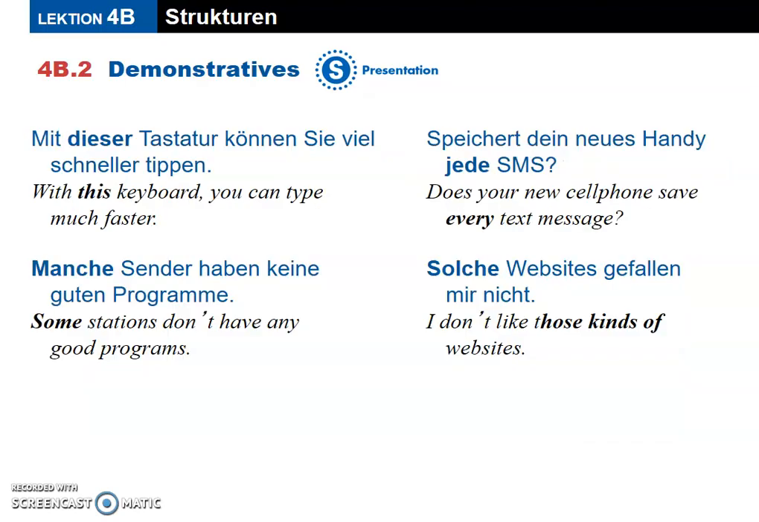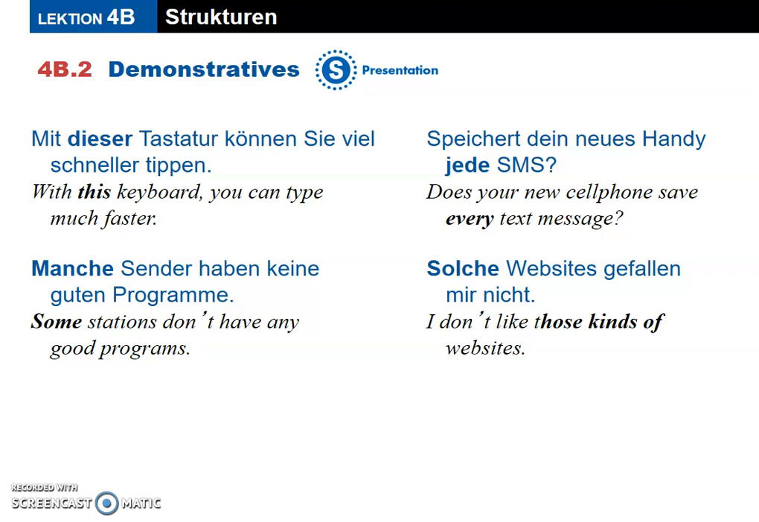So let's take a look at some examples. We have mit dieser Tastatur können Sie viel schneller tippen. So with this keyboard, you can type much faster. And we notice that with that first phrase there, with this keyboard, that is a prepositional phrase. Mit is a dative preposition. Tastatur is feminine. And so that is why dies has an ER ending on it to look like dear.